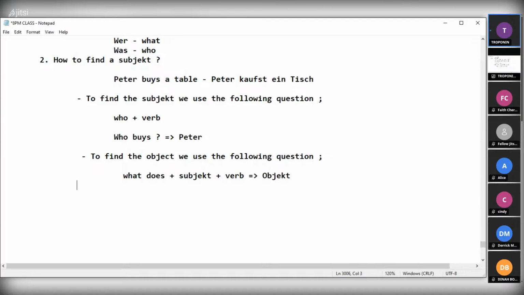So let's see. What does Peter buy? That one is the object. So write on the chat box.